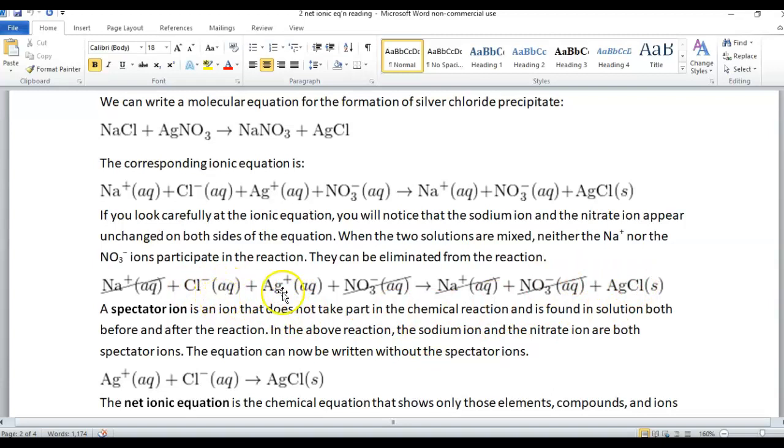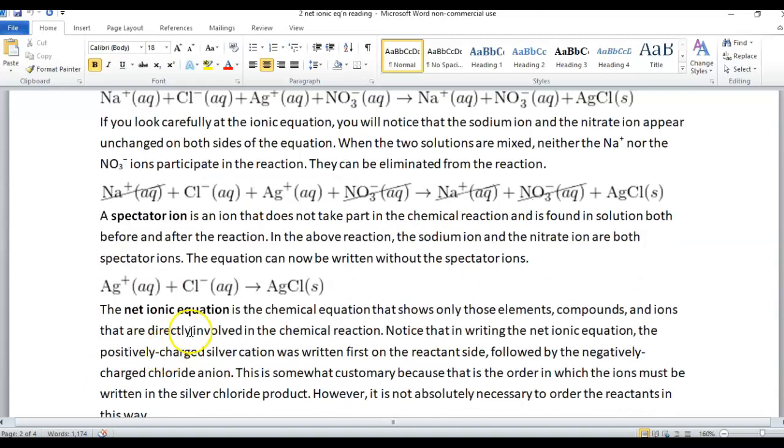Now, they did switch the silver first. Usually they probably just have the positive ion first. Notice the net ionic equation is made up of whatever the precipitate would have as ions on the reactant side.